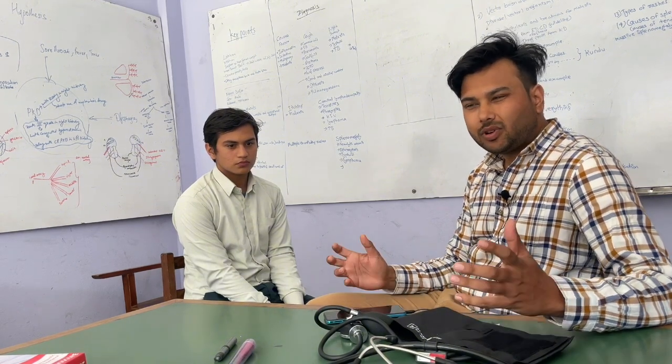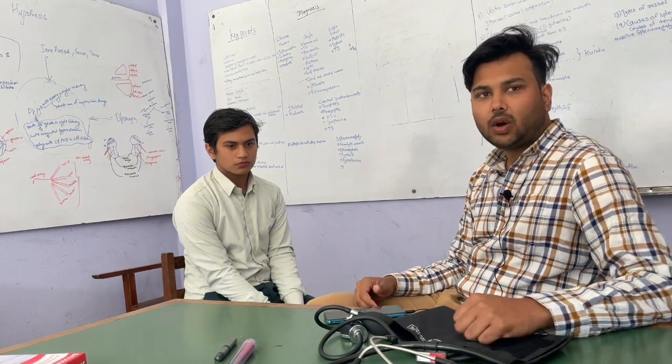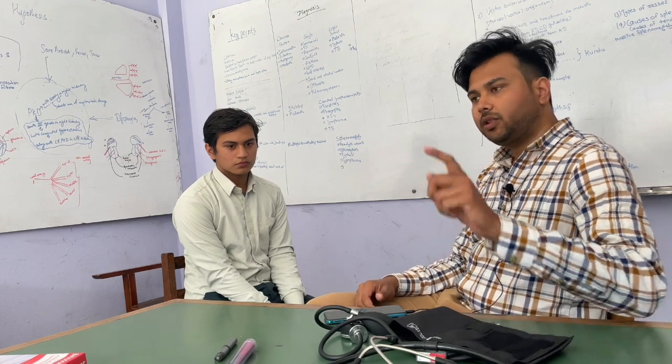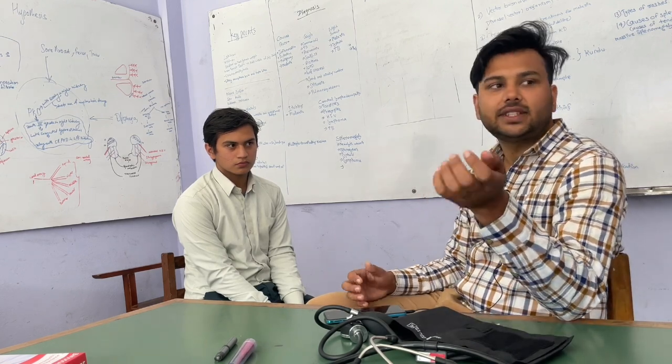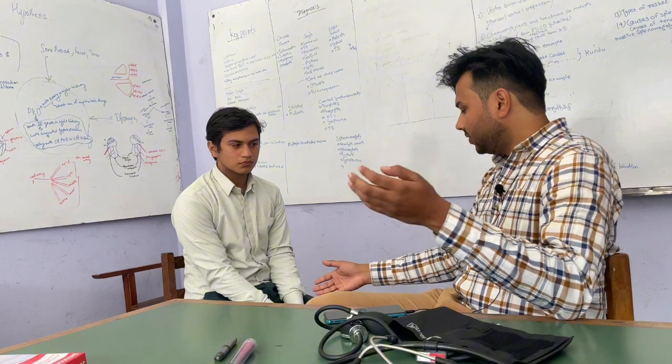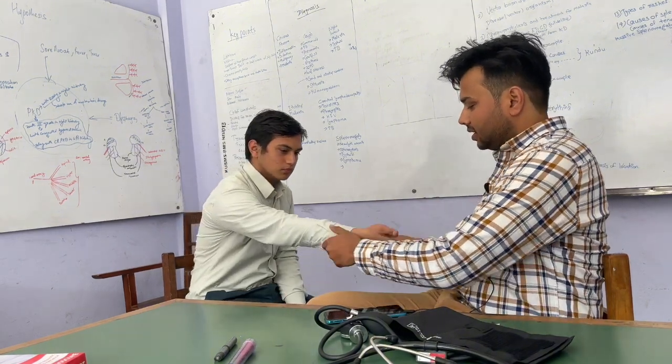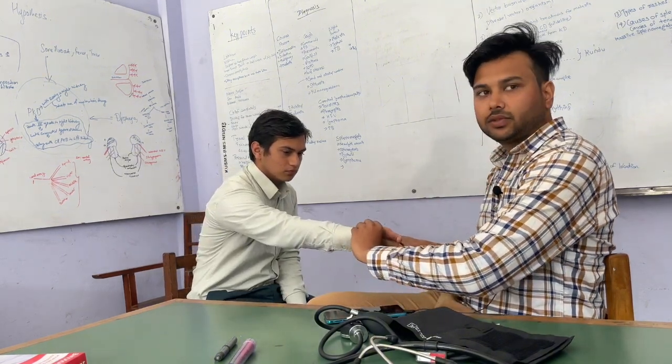Because pulse is present almost everywhere in the body, where do you check pulse? That is important. You check pulse in those areas where it is easily accessible. The most common example of checking pulse is this, the radial pulse. Okay?